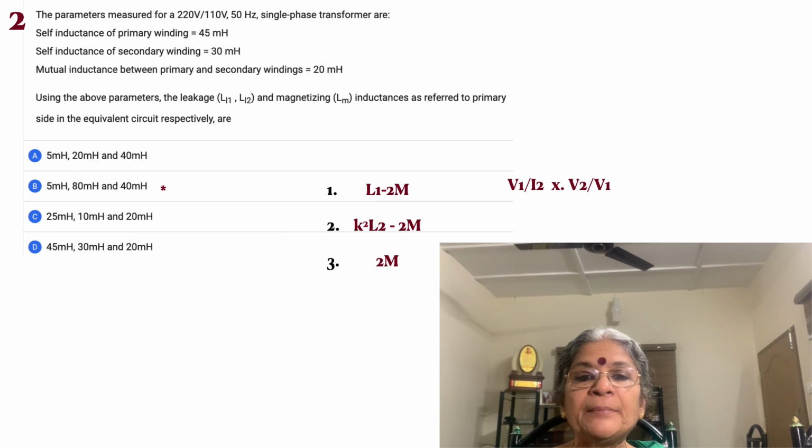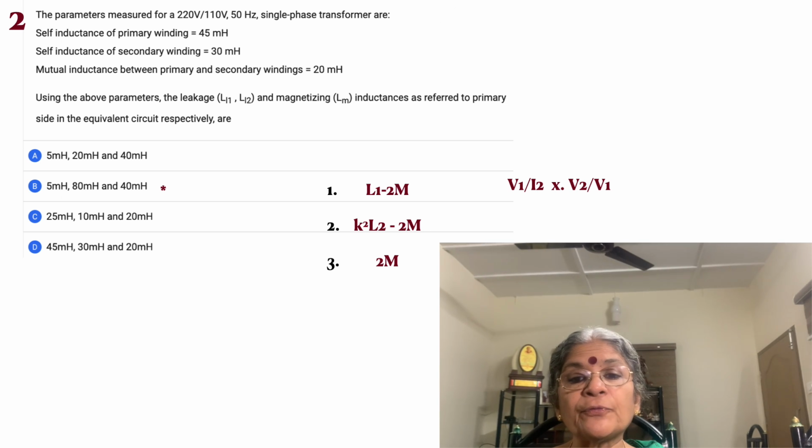In most of these problems you'll see that this is also a similar kind of problem, but a little different. Again, what we understand out of coupling, and how much contribution there is through the mutual inductance, all these come in handy. So let's read the second problem. The parameters measured for a 220 volt, 110 volt, 50 Hertz single phase transformer are, just as we saw earlier, self-inductance of the primary winding 45 millihenry.